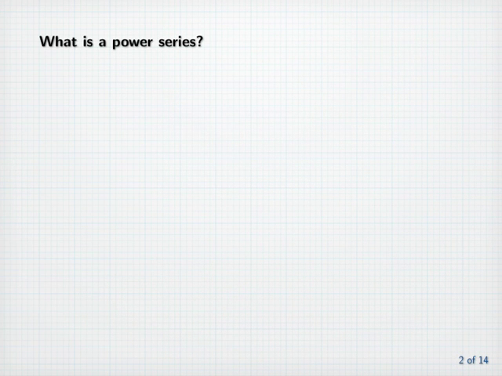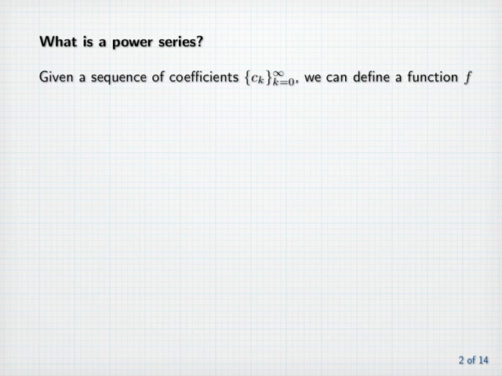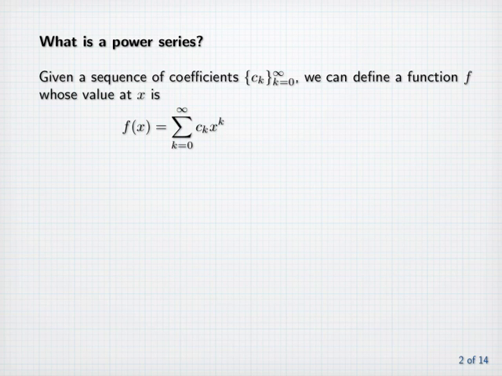So what exactly is a power series? Given a sequence of coefficients c sub k, as k goes from 0 to infinity, we can define a function f whose value at x is f of x equal to the sum from k equals 0 to infinity of c sub k times x to the k, or c0 plus c1 x plus c2 x squared, and so on.